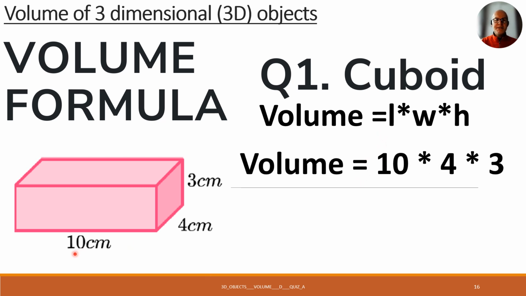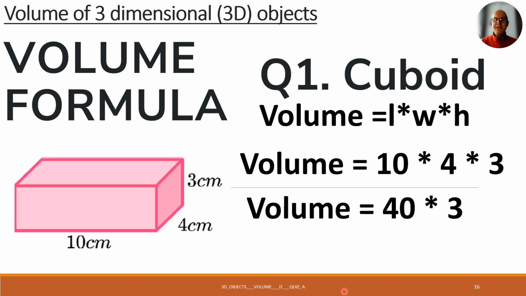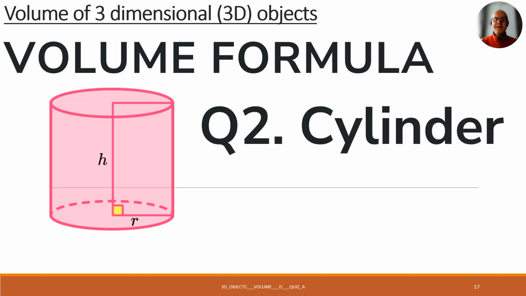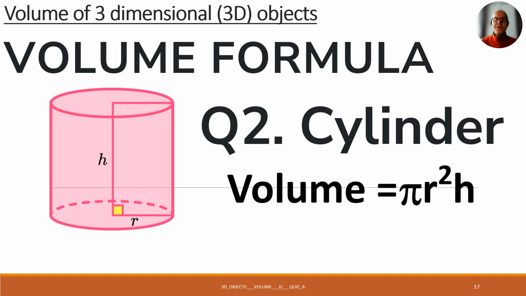So L, 10 centimeters, W, width, 4 centimeters, H, height, 3 centimeters. 10 times 4 times 3. Simplify it, 40 times 3, result 120 centimeters cubed, or 120 cubic centimeters. Whichever way you like to say it, it's correct both ways. Second example is a cylinder. Volume formula for a cylinder, pi r squared h.